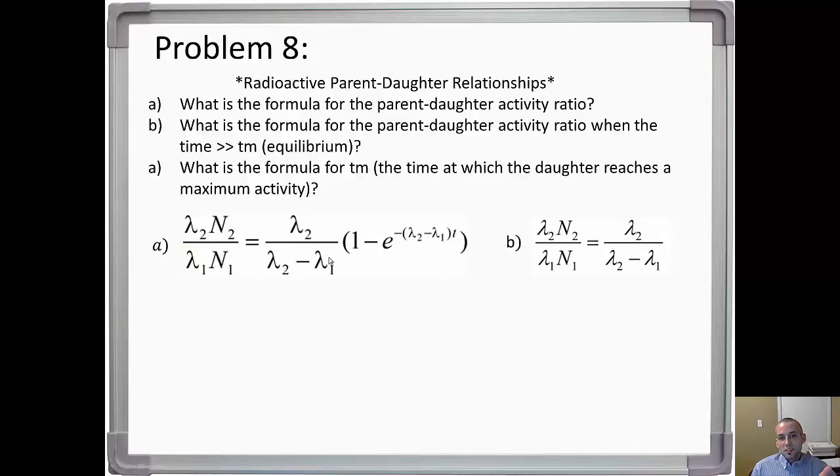Also, if you just memorize this formula, if this event occurs, this will equal 1 anyway. So memorize this formula. Don't worry so much about that one. So part C, what is the formula for Tm? And this is the time at which the daughter reaches a maximum activity.